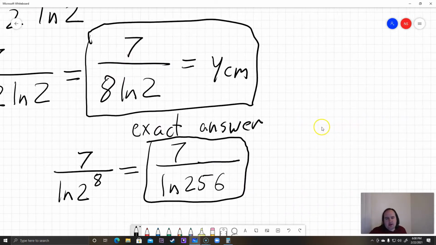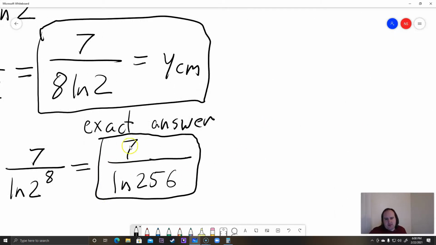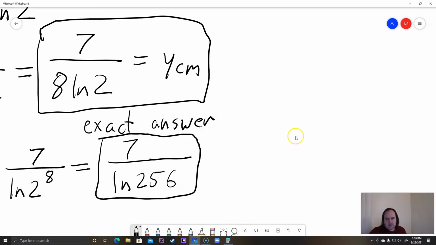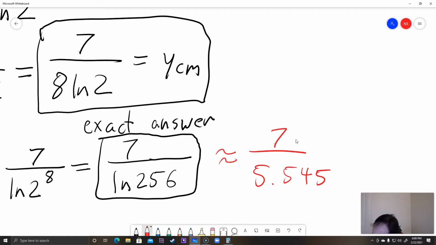Either of those are good for your exact answer for your y center of mass. For your decimal approximation, it might be easier to use this form to type into your calculator. So first we're going to do ln of 256. I type in 256 and then press ln. That gives me 5.5452, and that's our ln of 256.